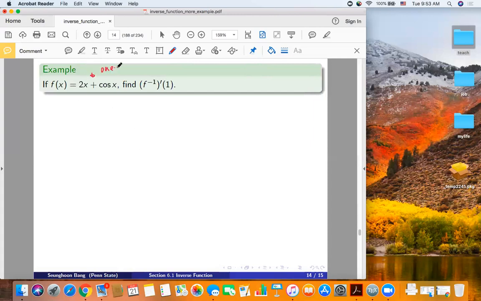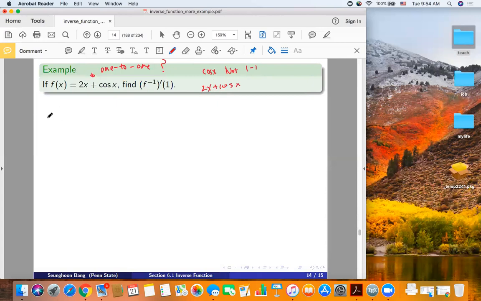What do you think? Is 2x plus cosine of x 1-to-1 or not? Let me see. Cosine of x is not 1-to-1. For 2x plus cosine of x, so far we don't know. So how can you check?